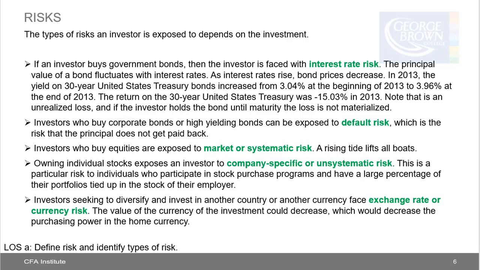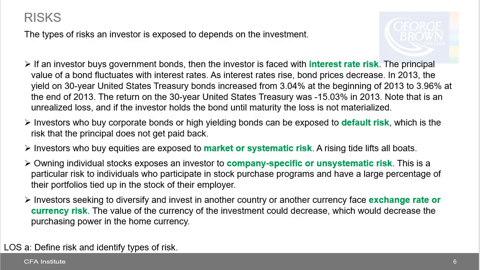As we've seen in the various chapters, the types of risk an investor is exposed to depend on the investment. If an investor buys government bonds, then the investor is faced with interest rate risk. The principal value of a bond fluctuates with interest rates. As interest rates rise, bond prices decrease.